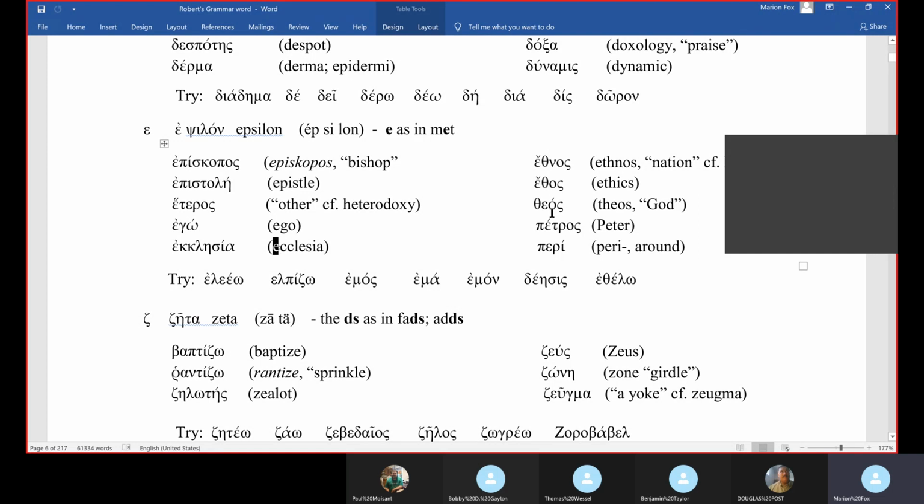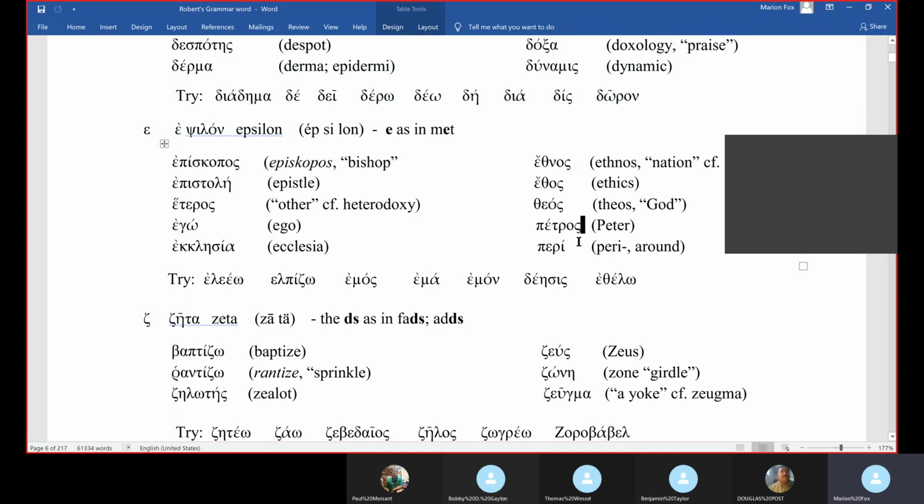Theos. Theos would be God. Now that word is used for the true God and for false gods too. Of course, in English, we capitalize the word God when it's the true God, and we use lowercase when it's a false god. That's our rule. I suspect that rule is going to change with the changes in our society.